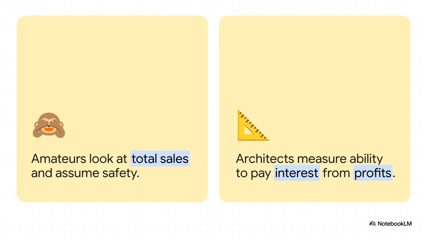Exactly. And this brilliantly illustrates the massive divide in how different investors actually approach the market. You see, amateurs just blindly look at total sales. They spot this massive top-line revenue number and automatically assume, hey, this company is perfectly safe. But remember, we are training to be architects here, and architects do not guess. We point our surgical tools directly at the core mechanics of the business to measure exactly how many times over a company can pay its annual interest using its raw, unmanipulated operational profits.